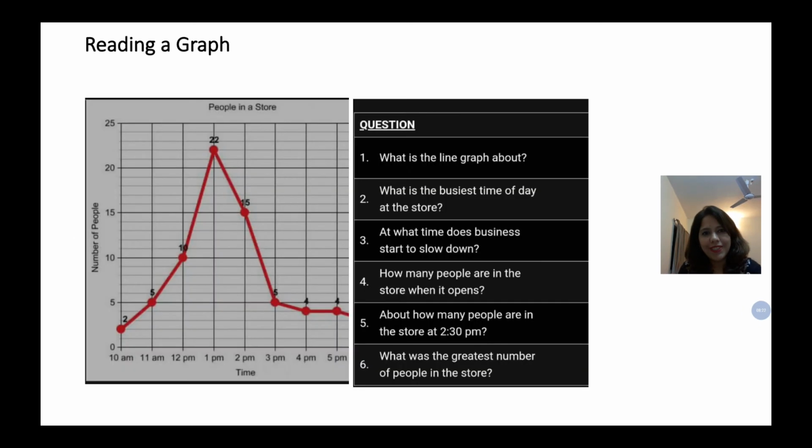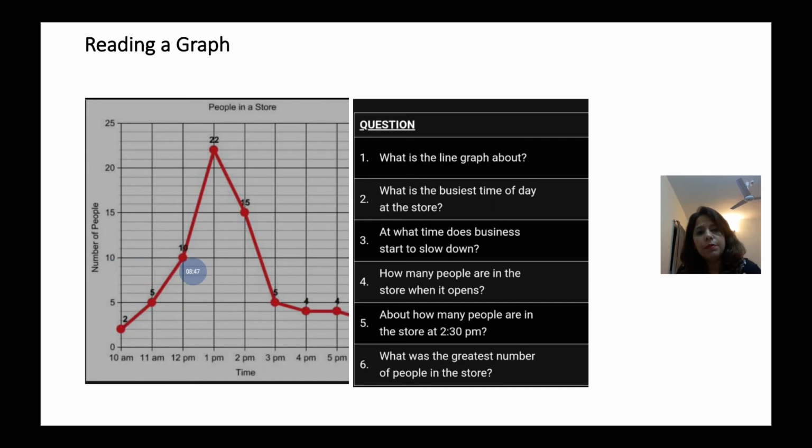Now let's do a worksheet. And in this worksheet we will be learning how to read a graph. First of all, this is the line graph. This tells us about when the store opens, and this is about the people in the store. You can see very clearly from here that when the store was open at 10 a.m. there were only 2 people. Then at 11 a.m. there were 5 people.